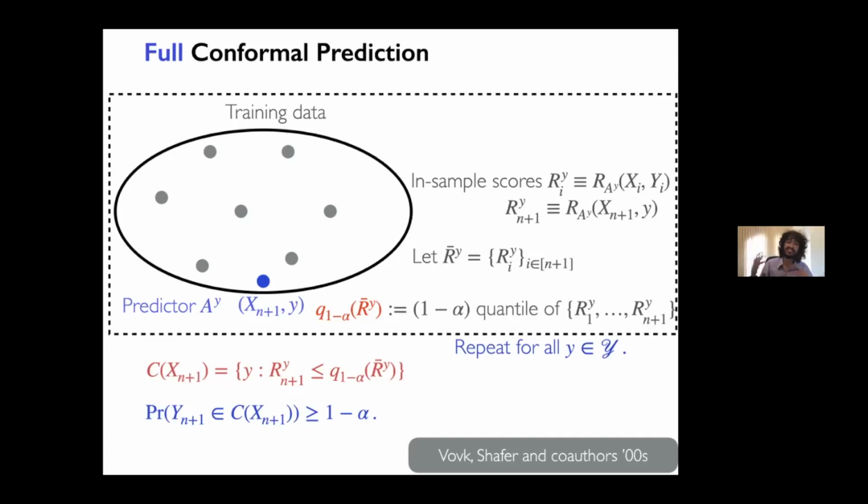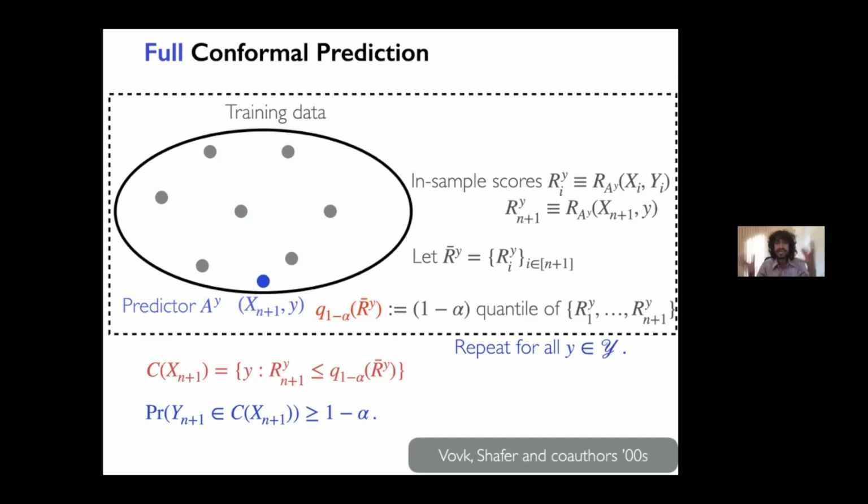You have to look at the failure event. You have to ask, okay, why would y_{n+1} not be in C of x_{n+1}? When could that happen? The answer is when I'm repeating this process for all possible little y's, one of those little y's happened to magically be capital Y_{n+1}. I didn't know this, but at one of those times I repeated it, one of them was y_{n+1}.